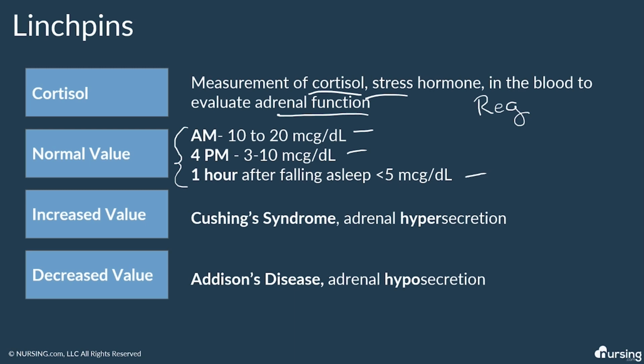And an hour after falling asleep, we're going to have that big dip because we just don't need more blood sugar. We're going to bed. So if the value is increased, that indicates Cushing's syndrome or adrenal hypersecretion. Or if it's decreased, that indicates Addison's disease or adrenal hyposecretion.